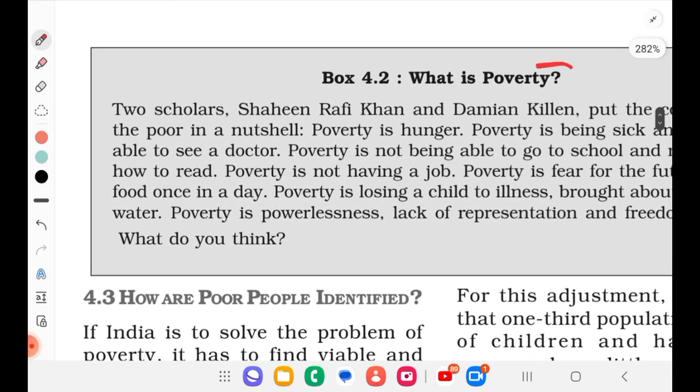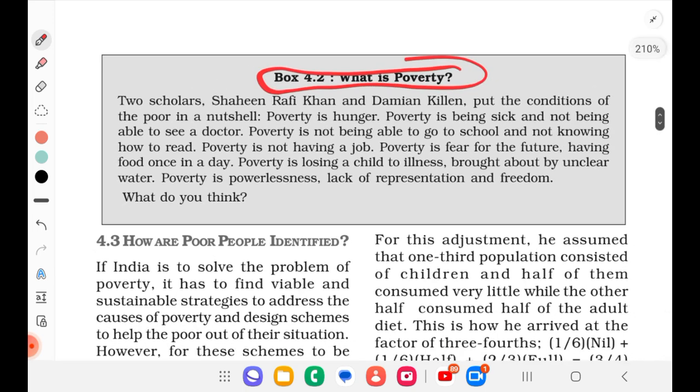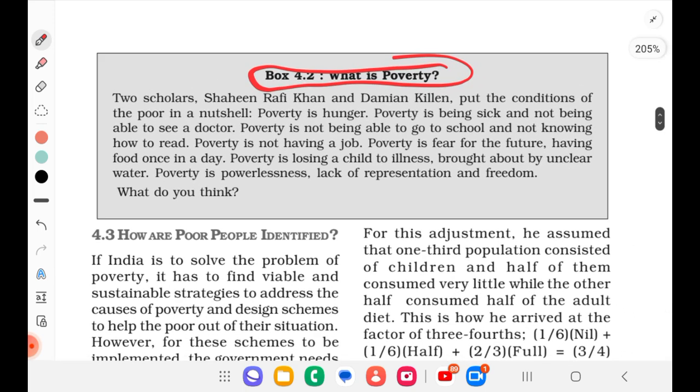What is poverty? Two scholars, Shaheen Rafi Khan and Damian Killen, put the condition of the poor in a nutshell. Poverty is hunger. Poverty is being sick and not being able to go see a doctor. Poverty is not being able to go to school and not knowing how to read. Poverty is not having a job. Poverty is fear of the future.